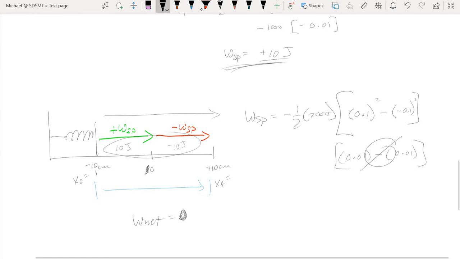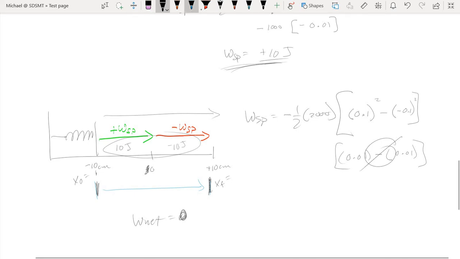Well, does this prove the definition of a conservative force? In this case, no. This is not actually telling us that the spring is conservative. If you'll remember, the definition of a conservative force says that you have to do a net work of 0 over a closed path. We are not operating under a closed path. We started at negative 10, we ended at positive 10.